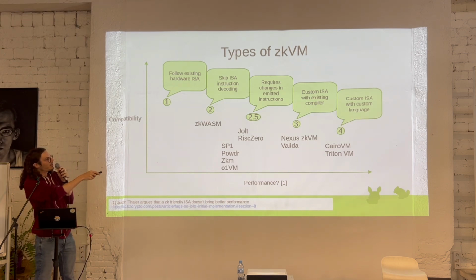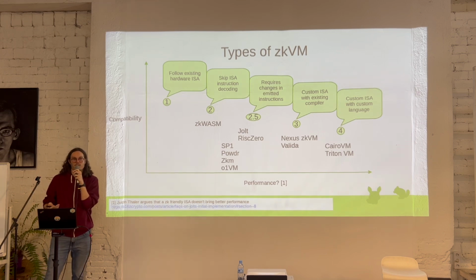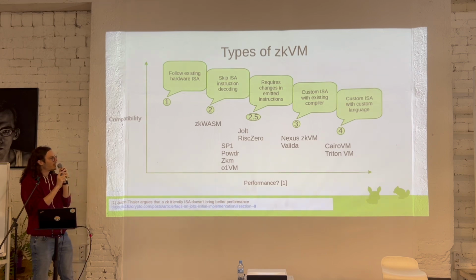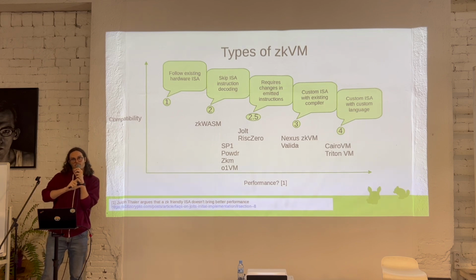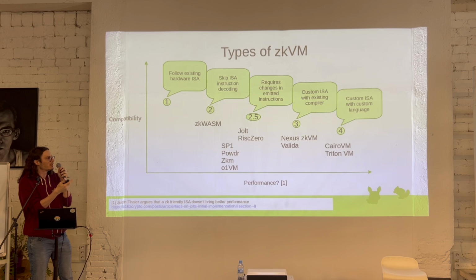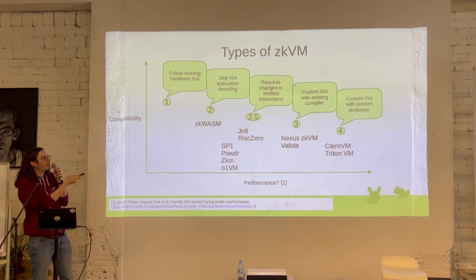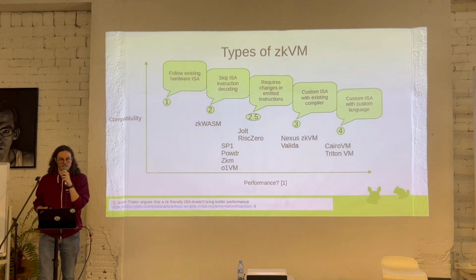And then we have Nexus zkVM and Valida, which have their own custom instruction set, but they offer easy ways to translate RISC-V instructions to their own instruction set. You can reuse, for instance, the output of an existing compiler. And finally, CairoVM and TritonVM use completely different instruction sets.